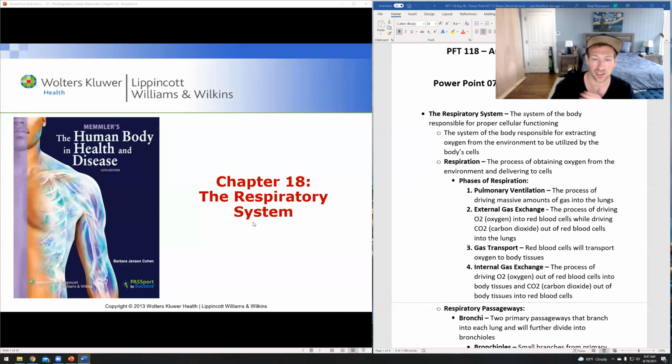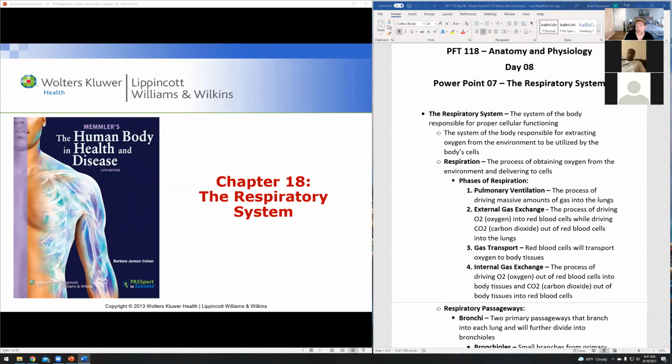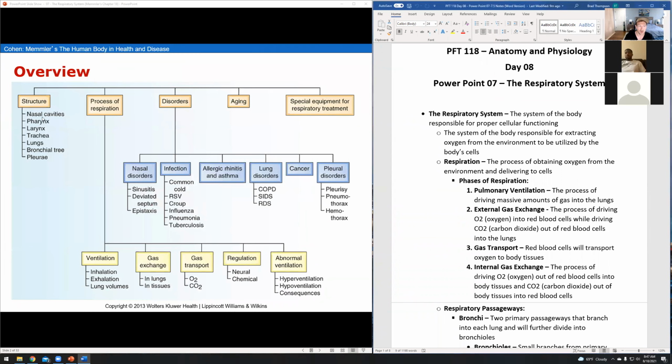All right, so we're going to be taking a look at chapter 18 of our Memler's textbook right now. That is going to be covering the respiratory system. So today we're going to be looking at the structures within that system and how they're all shaped.